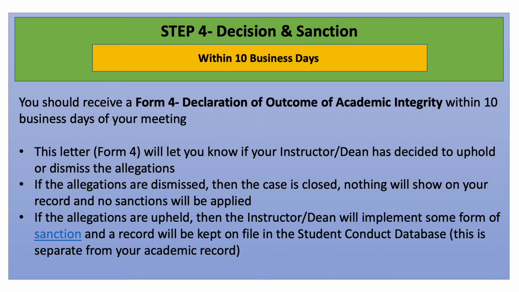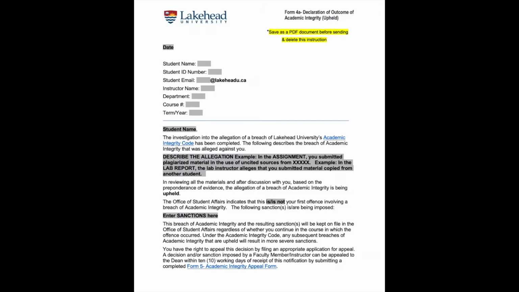Step 4 marks the end of the investigation process. At this stage, you should receive a Form 4, or a Declaration of Outcome letter, which lets you know whether the instructor or dean has decided to uphold or dismiss the allegation. You should receive this form within 10 business days after meeting with your instructor or dean. And if the decision is to dismiss the allegations, then the case is now closed. Nothing will show on your record, and no sanctions will be applied.